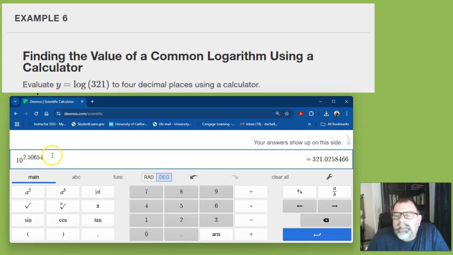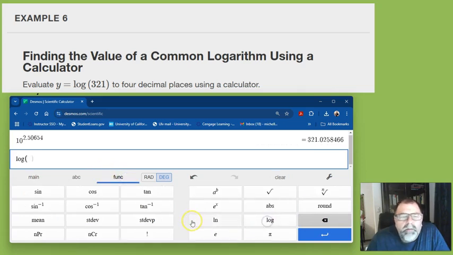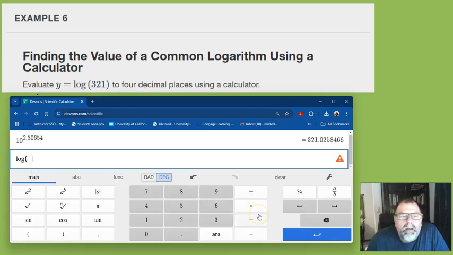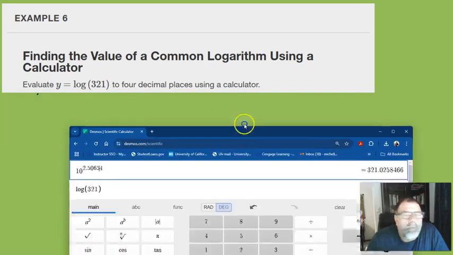That takes way too long. So the idea is we have the inverse function, which we just talked about being logarithm. So if I do log, it's right here. You can just type in log for this as well. Log of, we wanted 321, 2.5065. See what I said? 2.5065 to 4 places. So basically it's as simple as that.